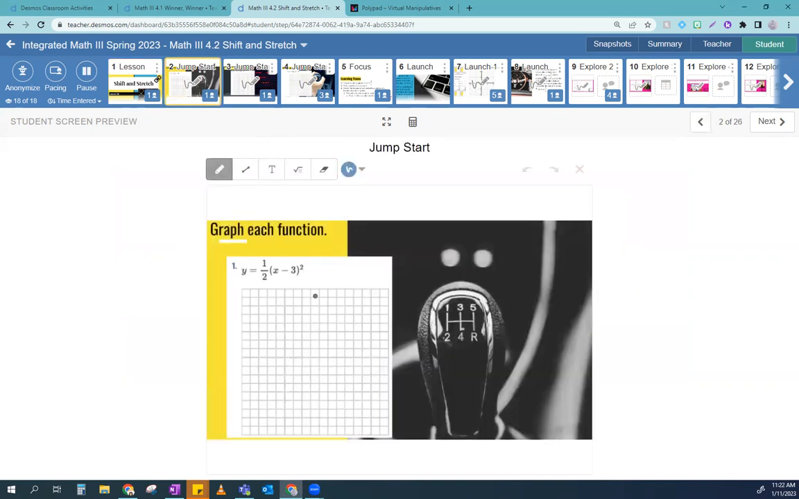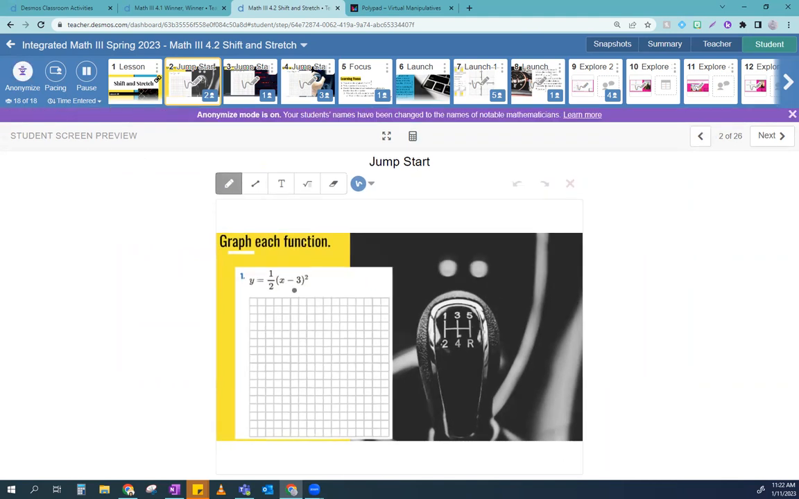Okay, so our reminder is this graph each function. You all did this. I saw some of your work already and you understood. Really quickly, remind me, what does this -3 do to your function? Yeah, it moves it along the x. Very good. Some people say it moves 3 to the right. Exactly. It doesn't move it left. Tell me why it doesn't move it left. Yeah, it lives in opposite land. Very good.